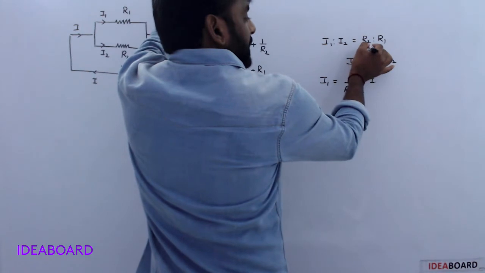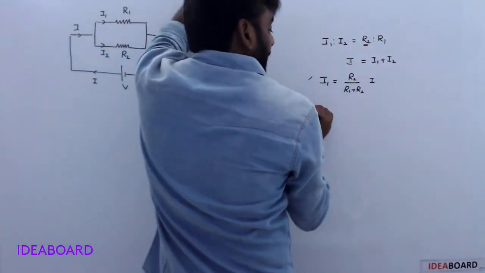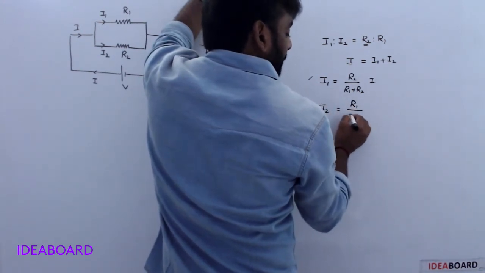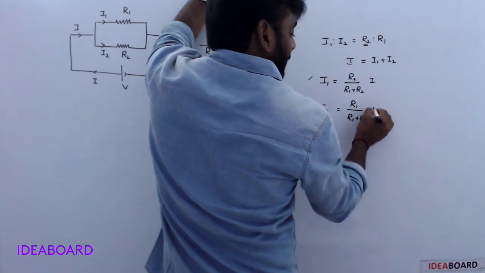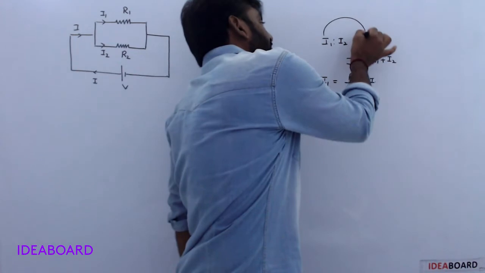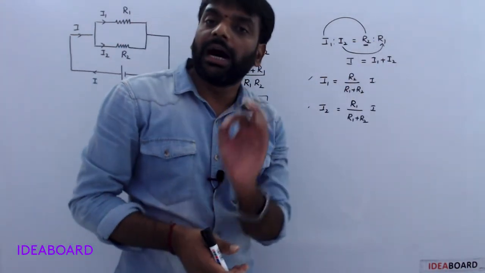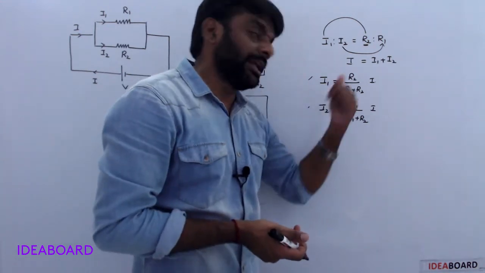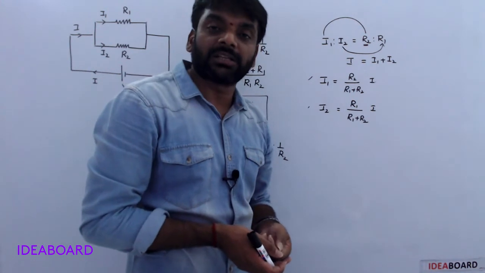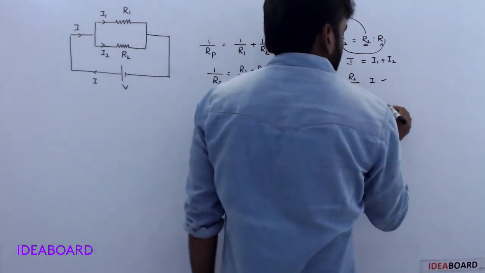Now I1 is R2 by R1 plus R2 into I, because for I1 the first term is R2. Next, I2 is R1 by R1 plus R2 into I, because for I2 it is R1. Ratio I1 is to I2 equals R2 is to R1. So I1 equals R2 by R1 plus R2 into I, and I2 equals R1 by R1 plus R2 into I. These are the currents.